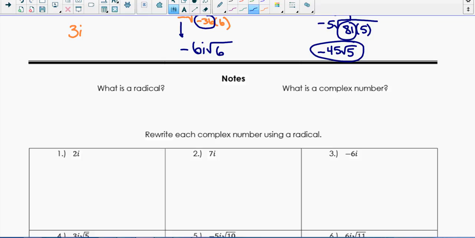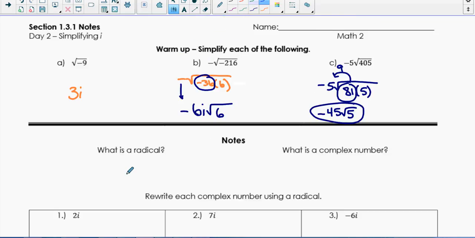Alright, so to talk about today's stuff, what is a radical? Radical looks like this. It's just saying what times itself gives you a number. So like this, if I put a 25 under here, I'd be saying what times itself gives me 25, which is why the answer is 5. Okay? A complex number, remember we talked about yesterday, is in the form of a plus bi. That means this is your real plus your imaginary.